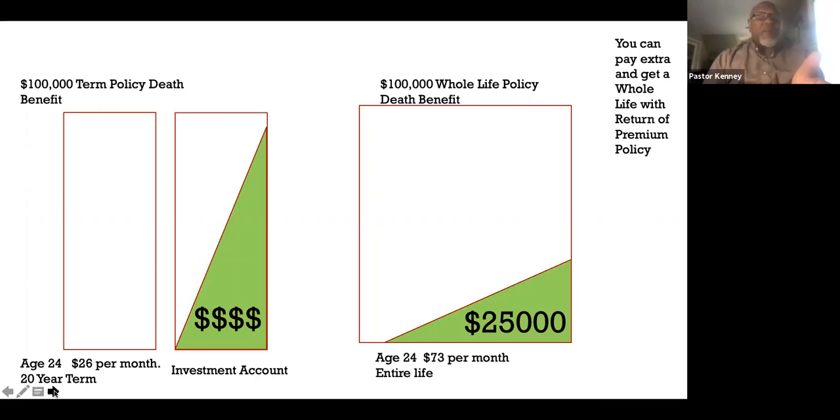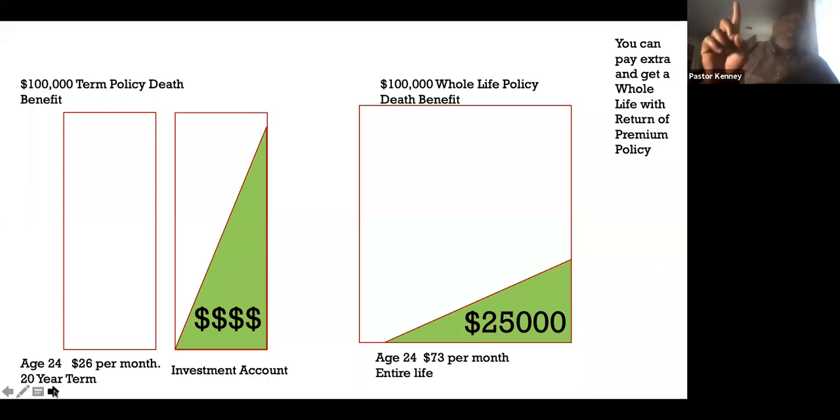If I was to die with the term policy, my beneficiaries would get $100,000. And they would also get my investment account. So all that money would be theirs. But in the whole life policy, you can only have one of the two.